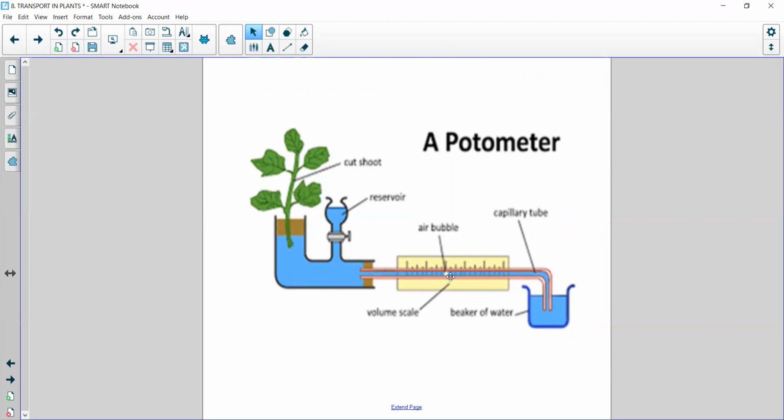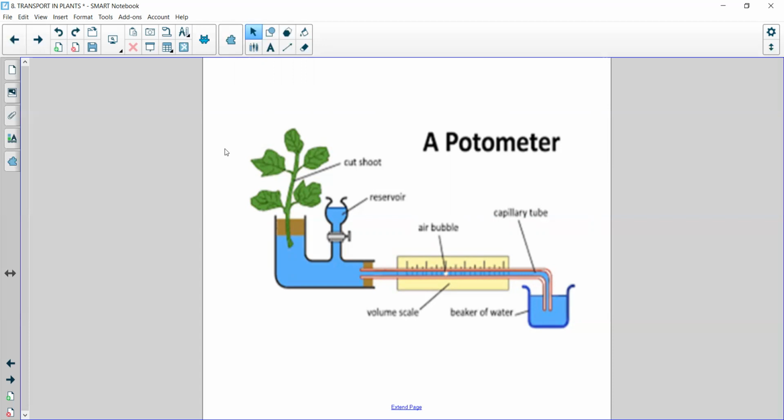And we can then use that as a kind of measurement of the rate of transpiration. The faster the air bubble's moving towards the plant, the more water it's losing. So with this device, we can obviously cover up leaves, we can change temperature, humidity, we can change all those different features, and we can see if that affects the rate at which this air bubble moves. So this is called a potometer, and it's used to measure the rate of transpiration.